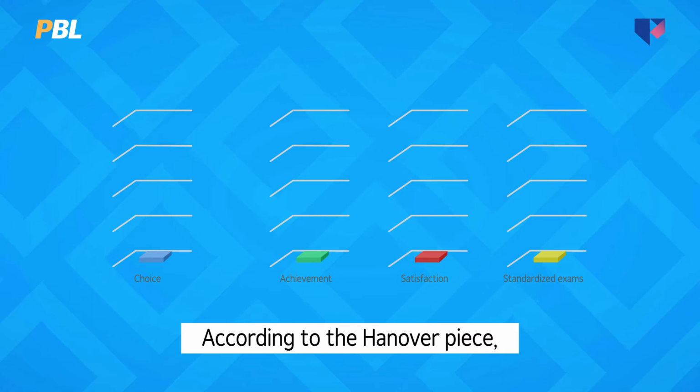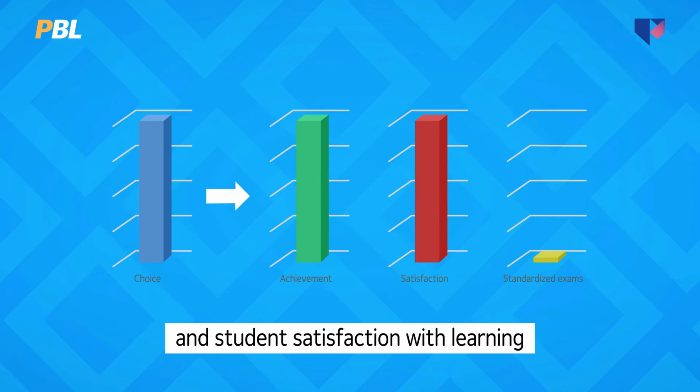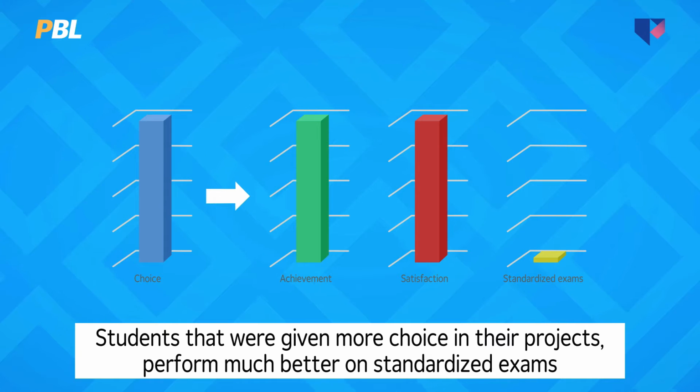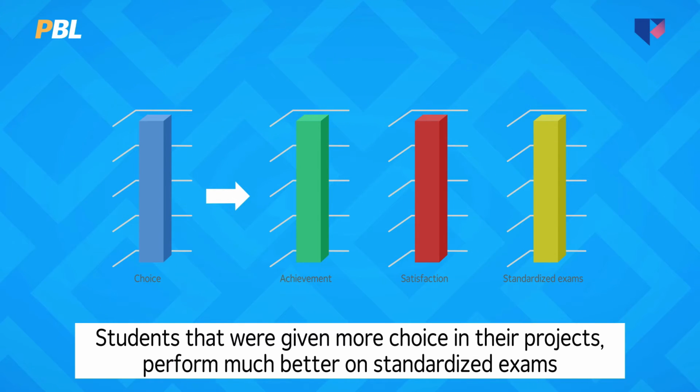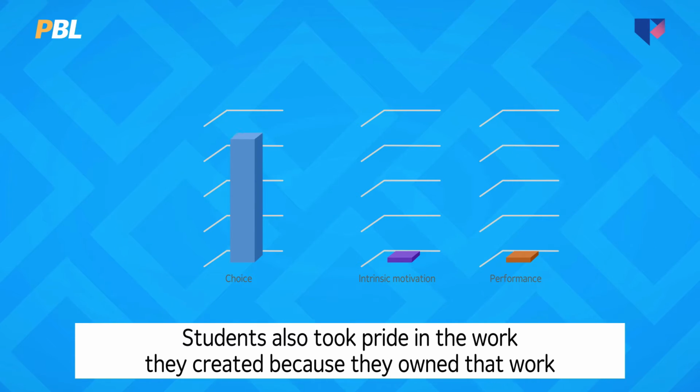According to the Hanover piece, student choice plays a significant role in student achievement and student satisfaction with learning. Students that were given more choice in their projects performed much better on standardized exams. Students also took pride in the work they created because they owned that work.